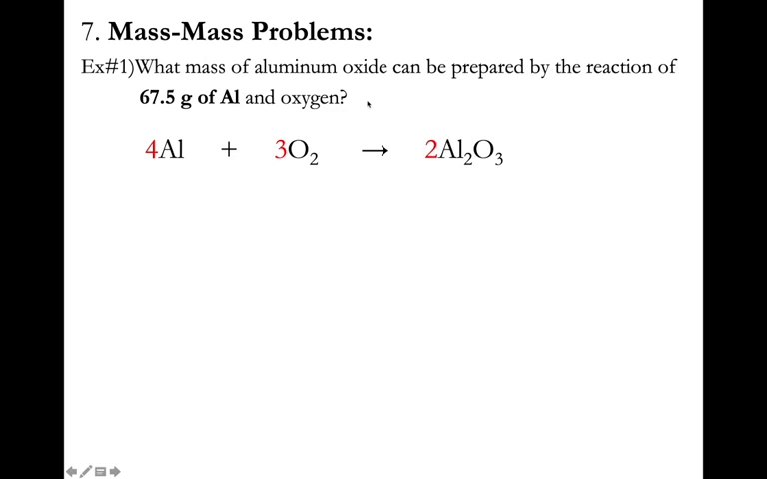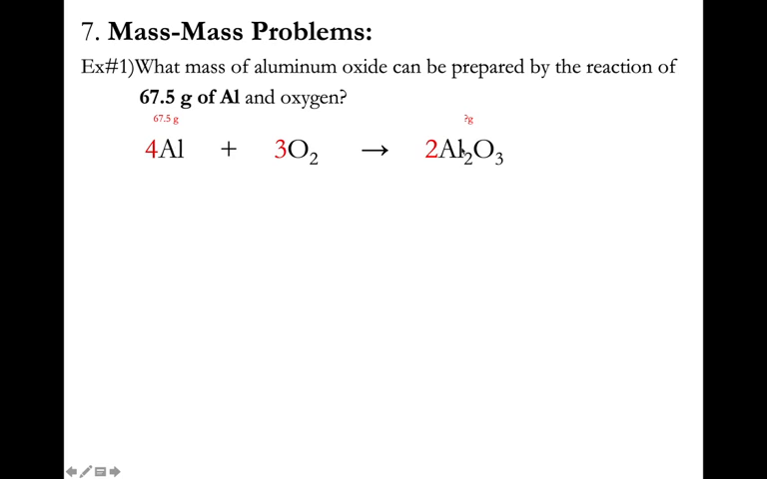What do I know, and what am I trying to solve for? I know that I have 67.5 grams of aluminum, so I know I have that much of this stuff here. I want to figure out how much mass of this stuff over here am I going to get. So let's write that down in our equation. I know I have 67.5 grams of aluminum, and I'm trying to figure out this much here.